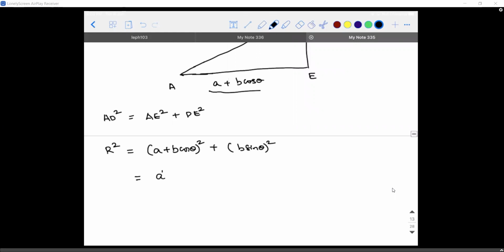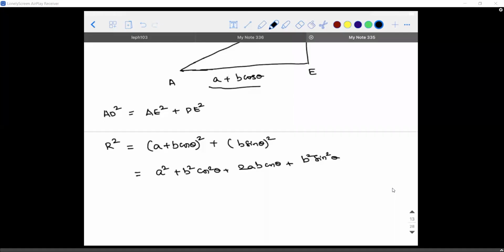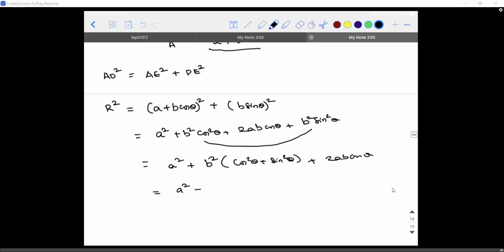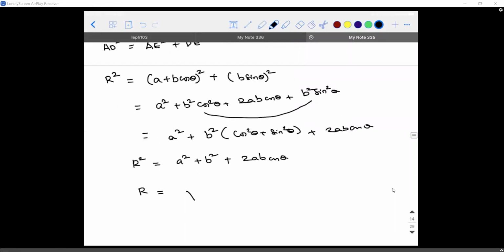So this is going to be A square plus B square cos square theta plus 2 times AB cos theta plus B square sin square theta. I will combine B square cos square theta and B square sin square theta. It is going to be A square plus B square into cos square theta plus sin square theta plus 2 times AB cos theta. Now what is going to be the answer? A square plus B square plus 2AB cos theta is the value of R square. Hence, the magnitude of R is going to be root of A square plus B square plus 2AB cos theta.